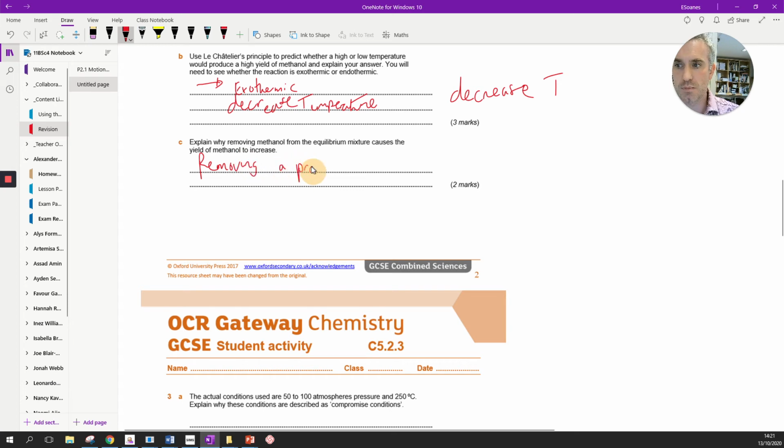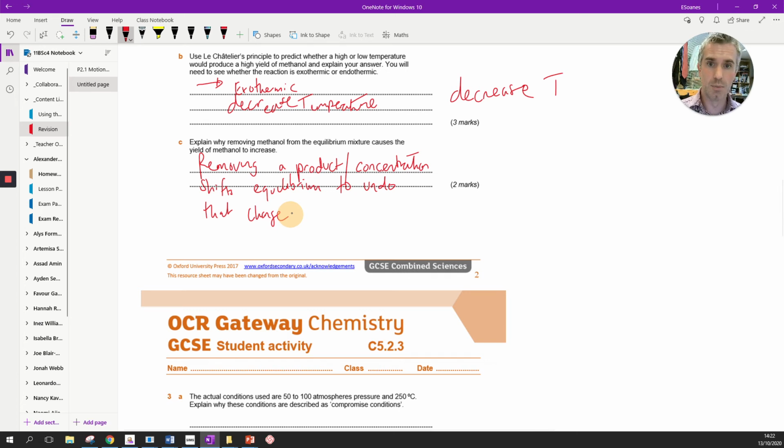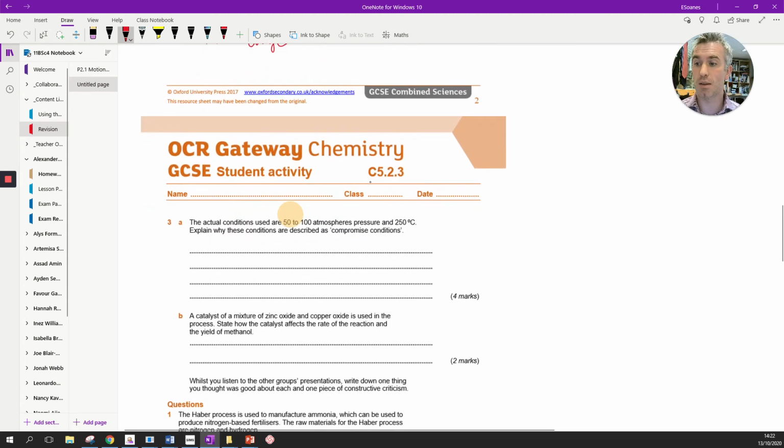Removing a product, or concentration, shifts equilibrium to undo that change. So basically, if you remove a product, the system goes, oh, I'm missing the product. Quick, let's make more, which is brilliant. If your job is to make methanol, by removing a product, your system tries to balance itself by making more product to put everything back to normal. So actually, it's a good, productive way of making things.